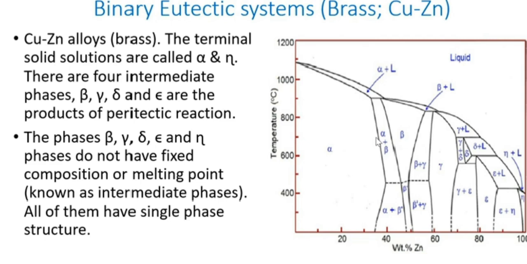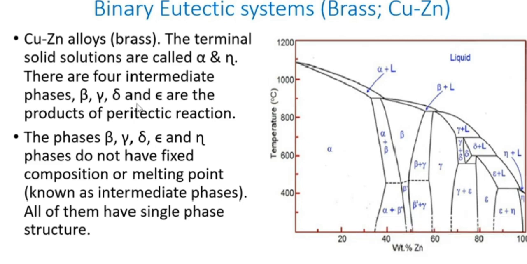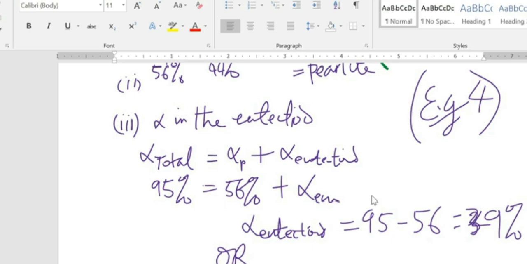So next is another type of the binary eutectic system. In this case, we are looking at copper and zinc. You can see within all this region, the zinc is soluble in copper. So there is what we call peritectic. And what does peritectic mean? There are four intermediate phases, beta, alpha, and others, and they are products of peritectic reaction. These phases do not have fixed composition. You can see they are not fixed because look at beta here. You can see this double line. So it can flow, right? They can overlap. So let me explain what peritectic reaction means. Meanwhile, I will come back to that.